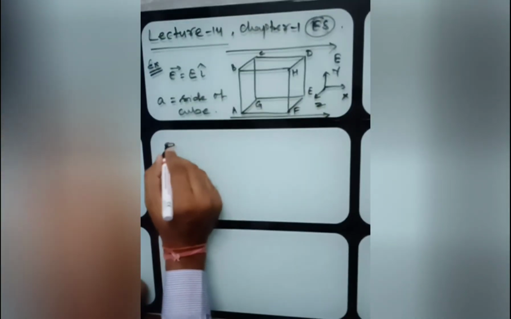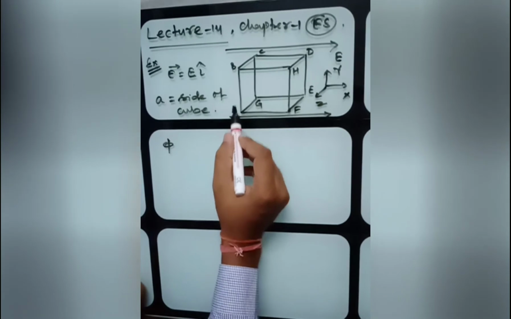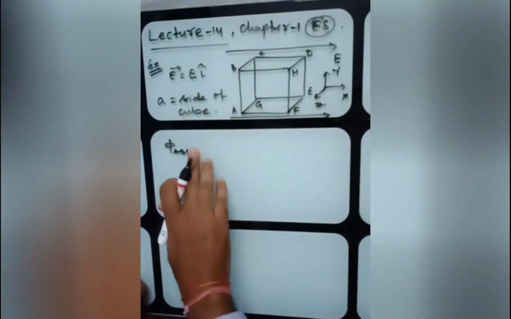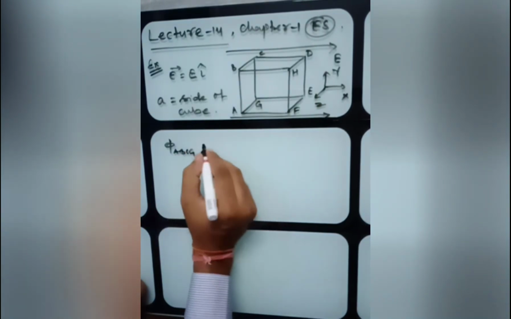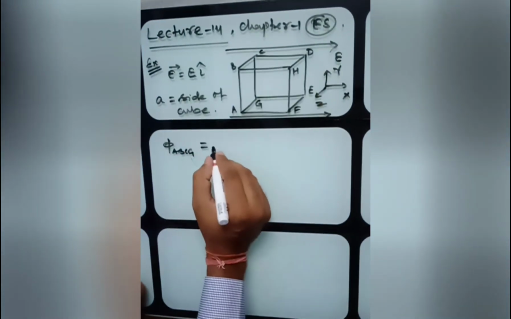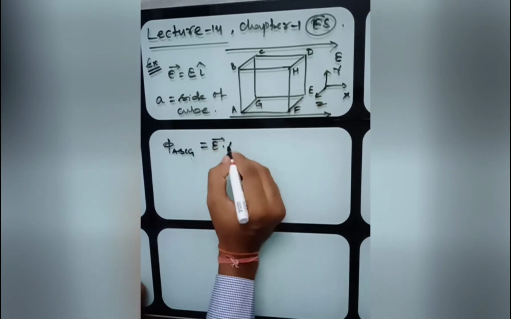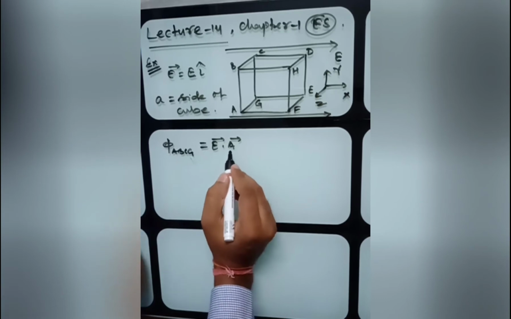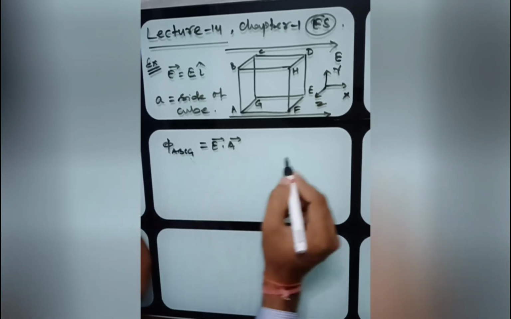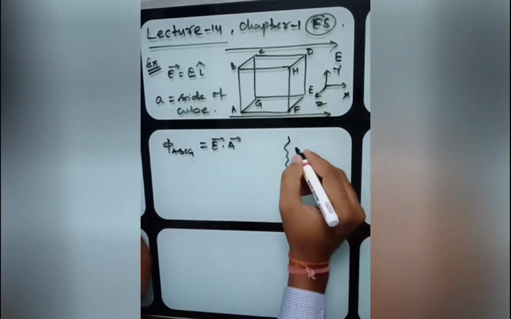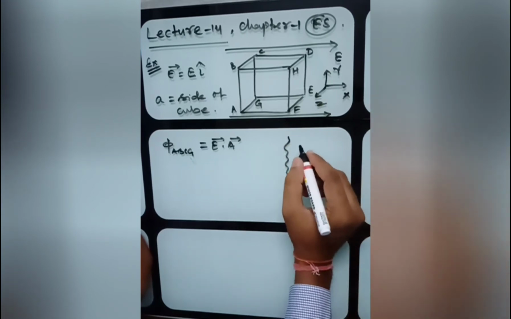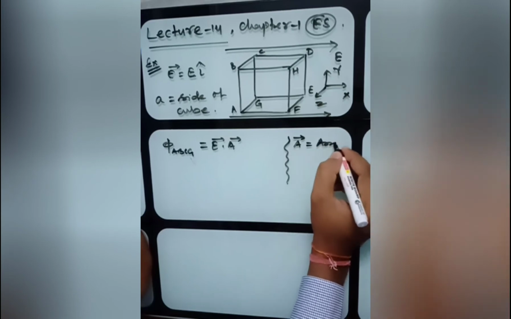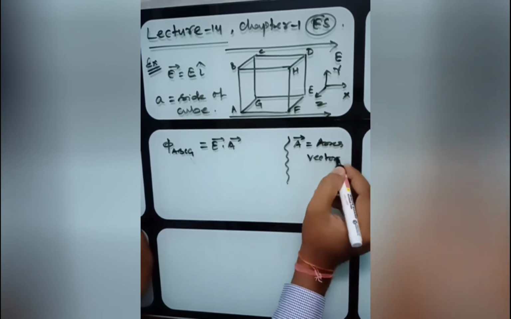Here the first one, the flux through this face A, B, C, G. What is the formula, students? Actually, the formula is E dot A. This is the electric field and this is the area vector. I would like to recall the area vector for you, although you have studied it in standard 11th. This is the area vector.